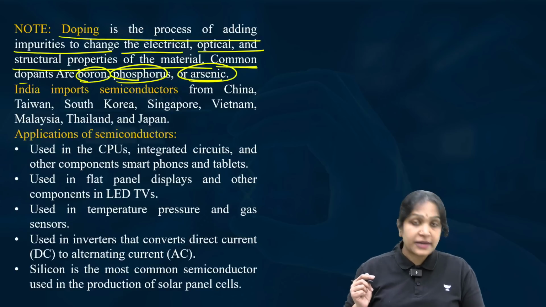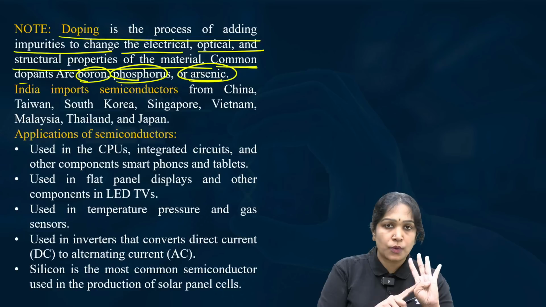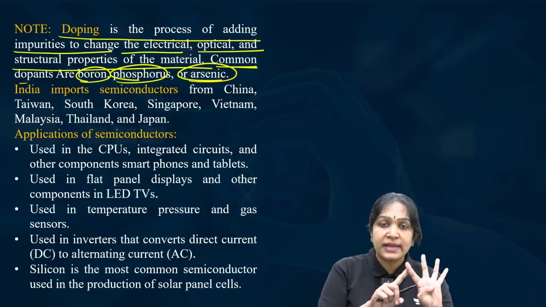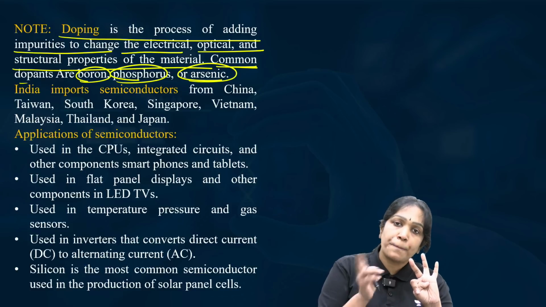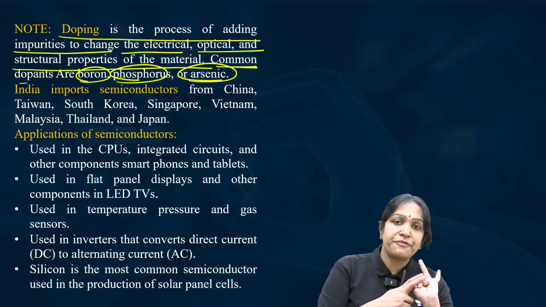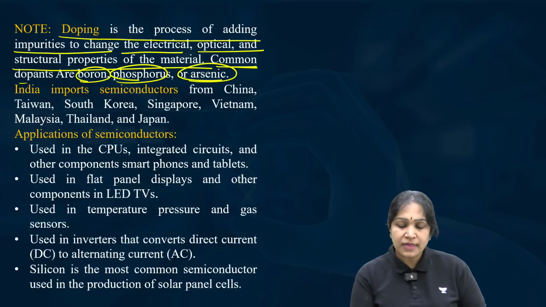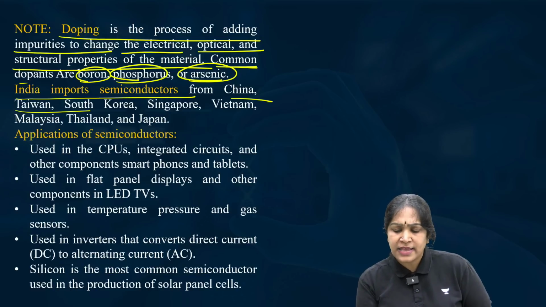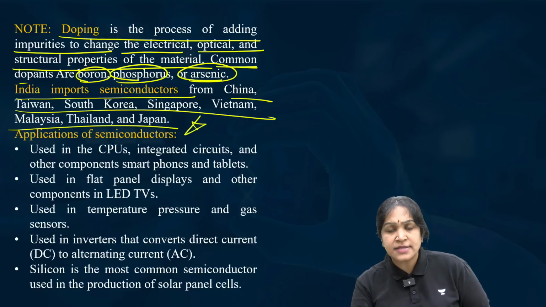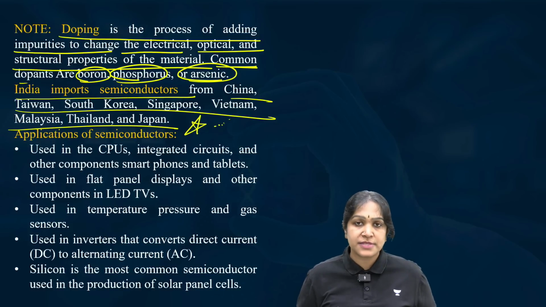Now, I repeat. Is graphene originally a semiconductor? No. It is a zero band gap semi-metal. But by adding certain dopants, we can make graphene a semiconductor. Is it clear? Next. India imports semiconductors from all these countries. You can memorize this. This is important. Any of these things can come in the MCQs.